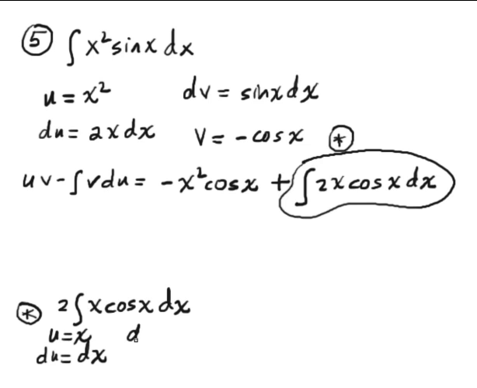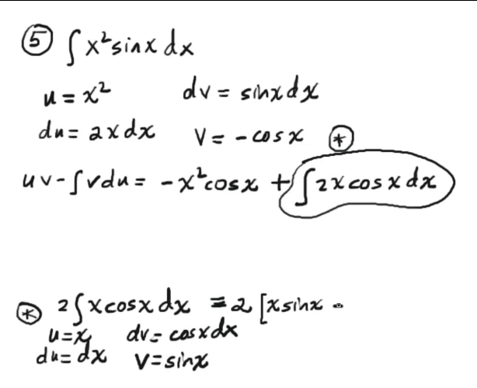dv is equal to cosine x dx. So integrating both sides, we have v is equal to sine x. And here uv minus v du, we get x sine x. So this is equal to, I'll keep the 2 there, uv is x sine x minus the integral of sine x.